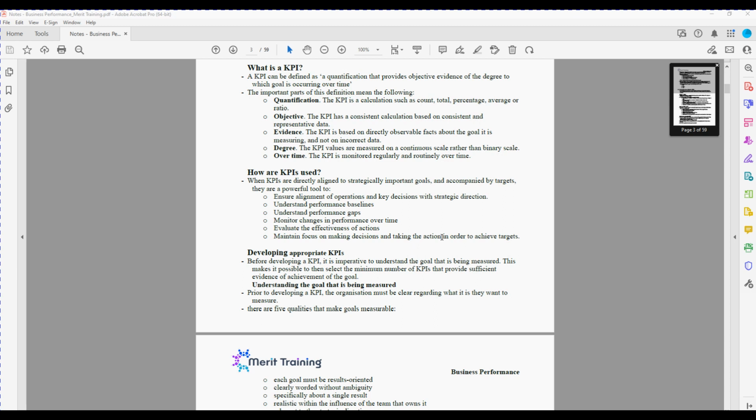Or alternatively, if we do a bunch of pizza party days, which aren't actually addressing the core underlying issue of the culture and the business, we can see that the initiatives aren't actually having an impact on NPS. So therefore, that was probably an ineffective action by management. And then finally, it maintains focus on making decisions and taking the action in order to achieve targets.